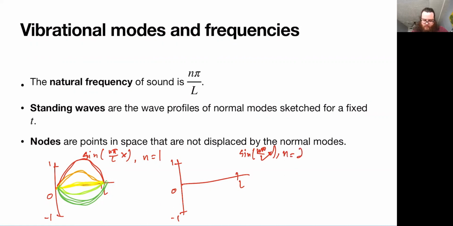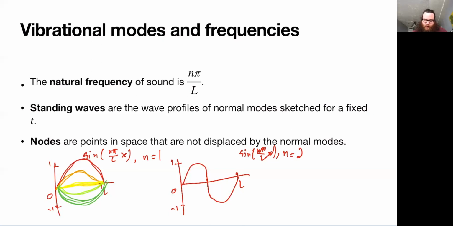So in this case, say for one of these fixed values of t, and this is a little off, so let me fix these drawings. So this profile right here is going to be the sketch for the normal mode, or the natural frequency, with n equals 2.